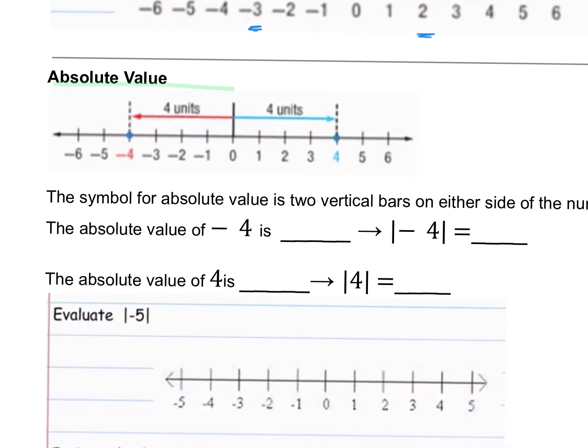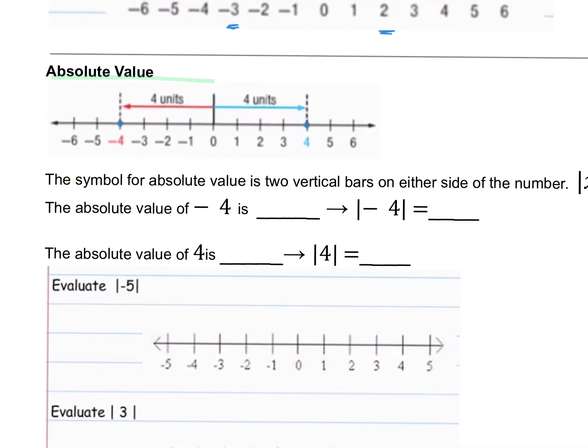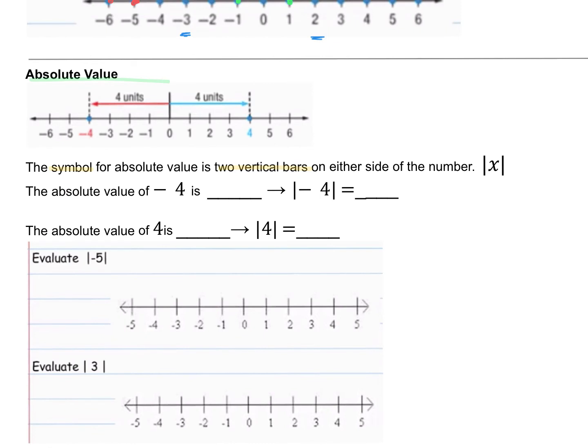Moving on, absolute value. The distance a number is from 0. Love this stuff. The symbol for absolute value is two vertical bars on either side of the number, and that looks like this. This is read as the absolute value of x. So how we read these, reading it and writing it, this is the sentence: the absolute value of -4 is 4. It's 4 units from 0, no matter the direction.